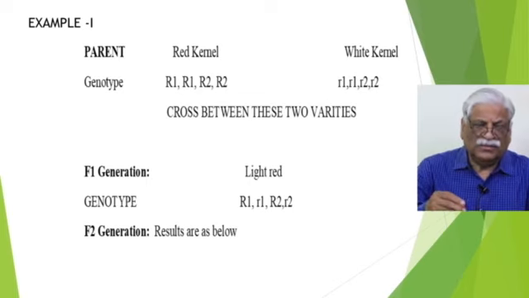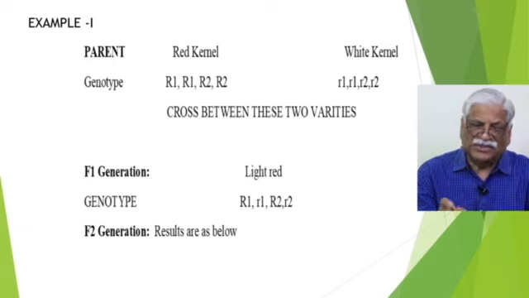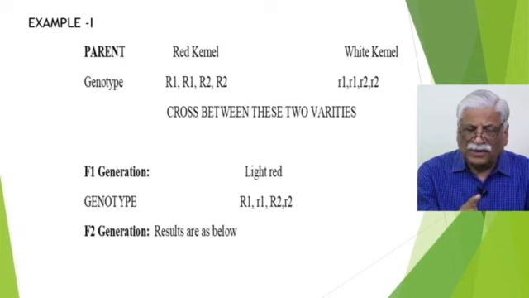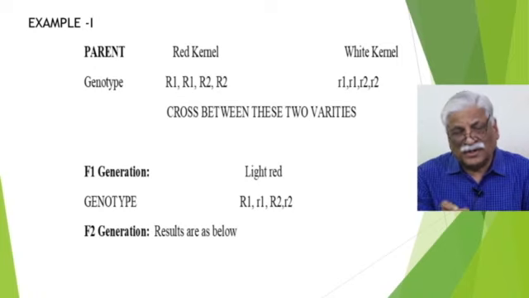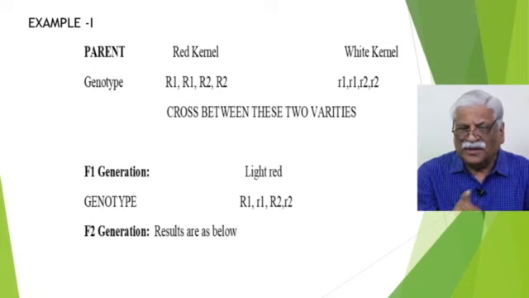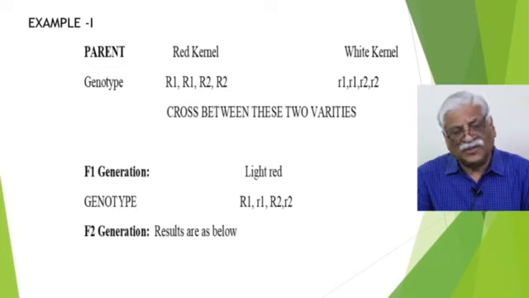Okay, so the genotype of the first generation will always be light red, because although the red is dominant, the white will have some influence because the genes are there. Therefore, R1 red, small r1 white, capital R2 is red and small r2 is white. So both types of genes are present here. It was not present in the case of a parent. So the combination is different, you can see here. Both colors will appear, but the red is prominent. So light red color will appear in the first generation.